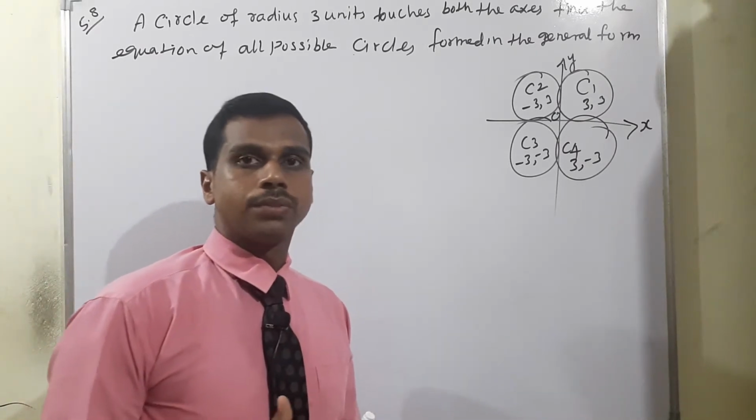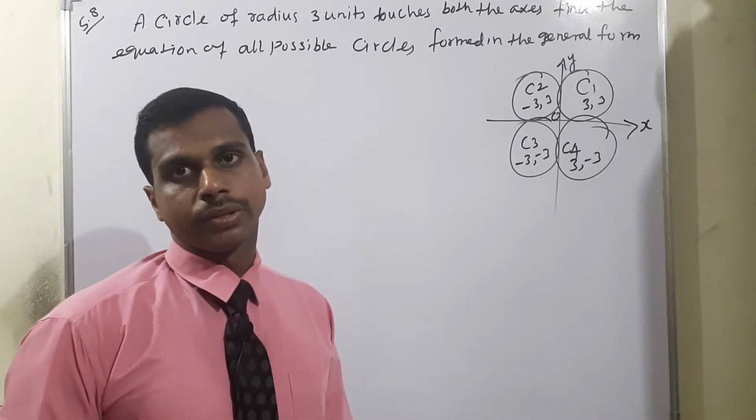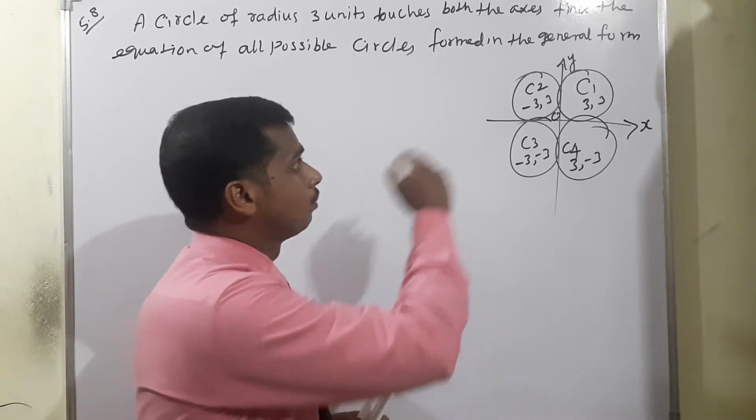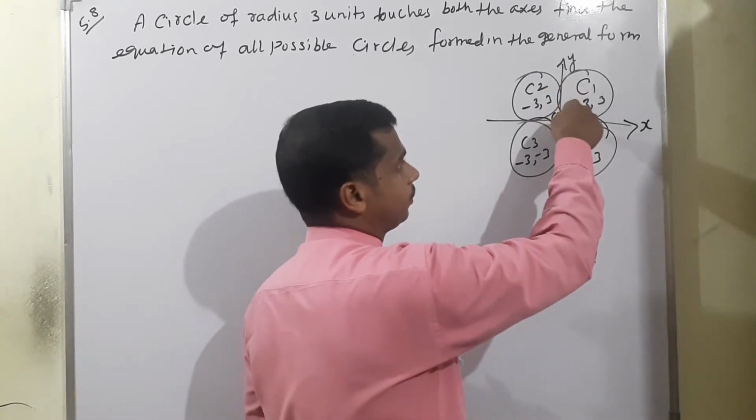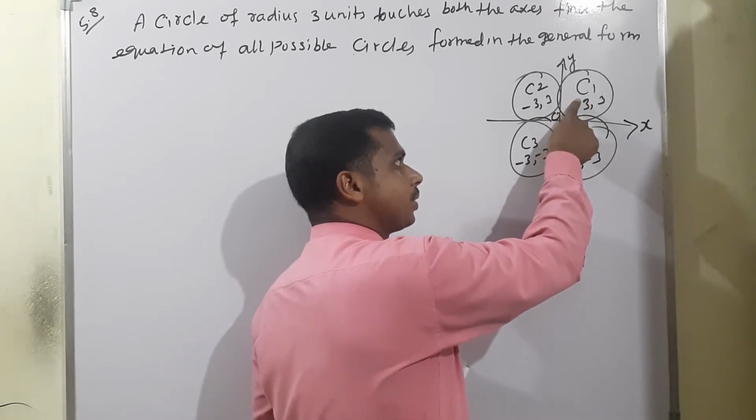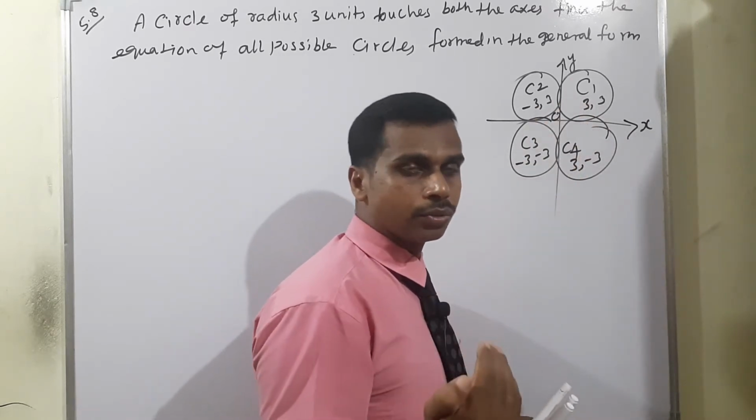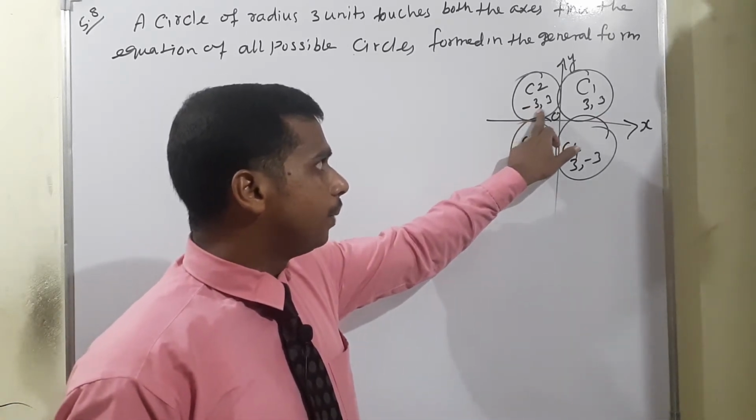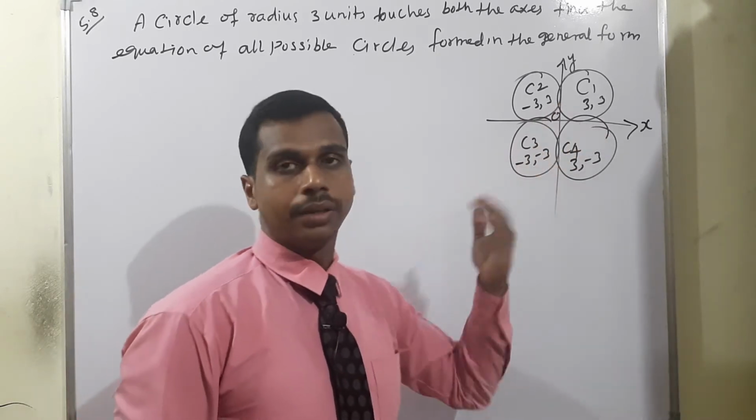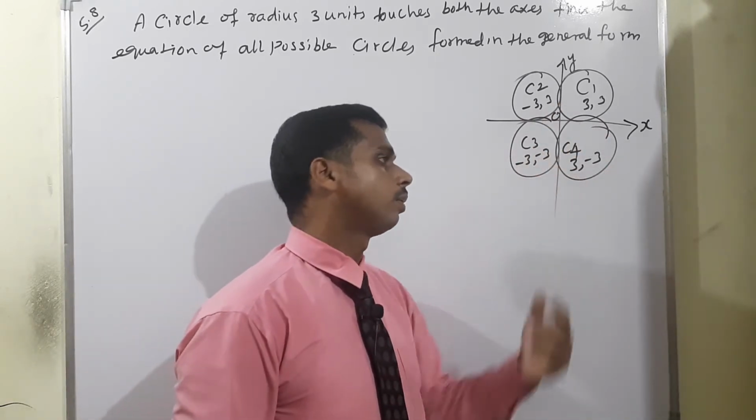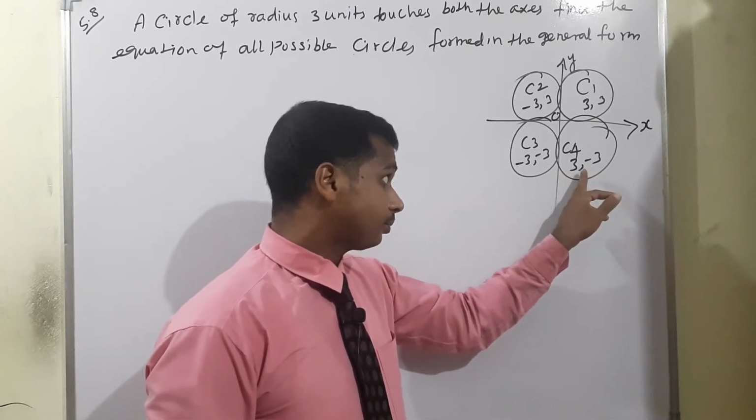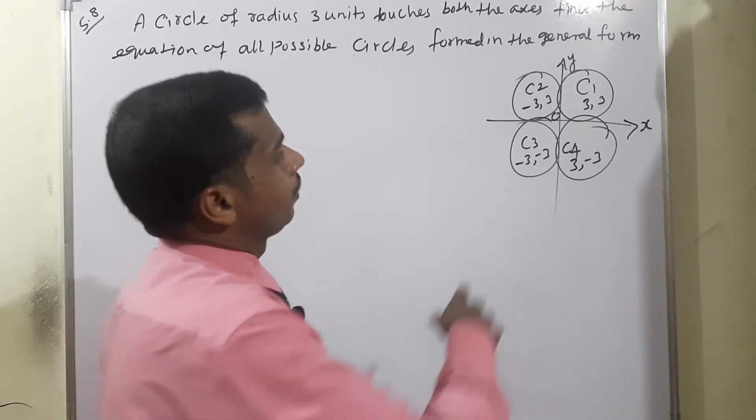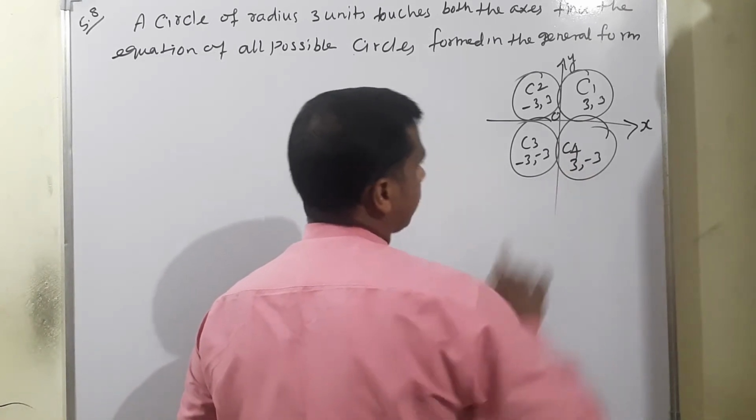So already you know, for center 0 comma 0, the equation is x square plus y square is equal to r square. But here the center is also given, with one condition: both sides 3 comma 3. So we have four circles joined. Positive side, the first quadrant: x is positive, y is positive. Second quadrant: x will be negative, y will be positive. Third quadrant: x negative, y negative. Fourth quadrant: x positive, y negative.